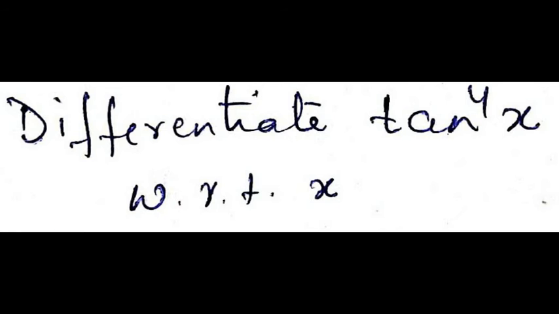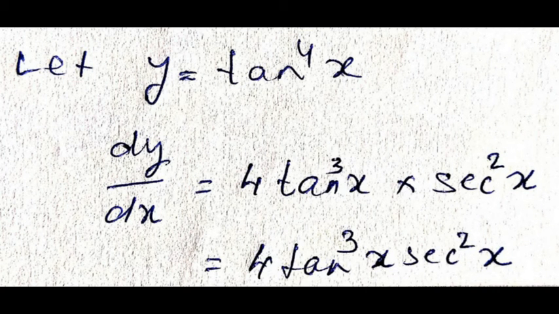Differentiate tan raised to 4x. Using the formula, derivative of x raised to n is n x raised to n minus 1. We get 4 tan cube x into sec square x.